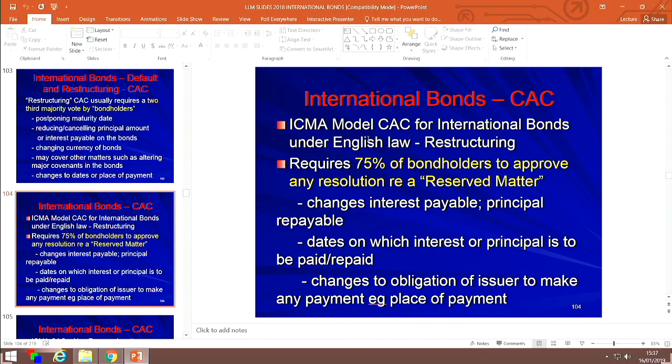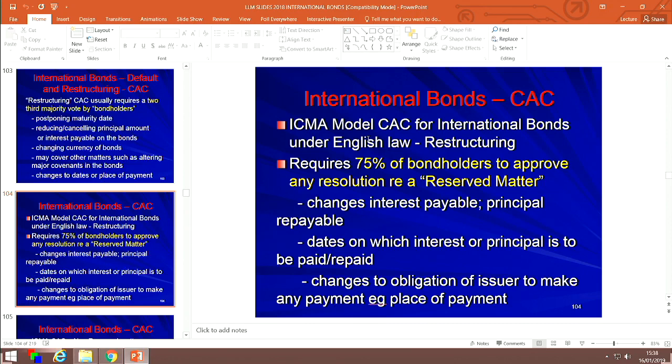Now, there is in the market a model collective action clause, which is promulgated and published by ICMA, the International Capital Markets Association. But this model CAC is only for bonds issued under English law. If you adopt the ICMA format, which is the market standard format, that requires not a 2/3 majority of bondholders, but 75% of bondholders to approve anything that's classified, under the clause, as a reserved matter.